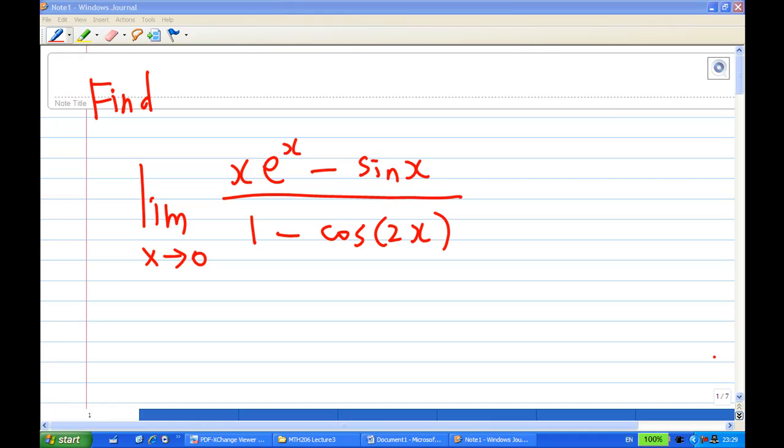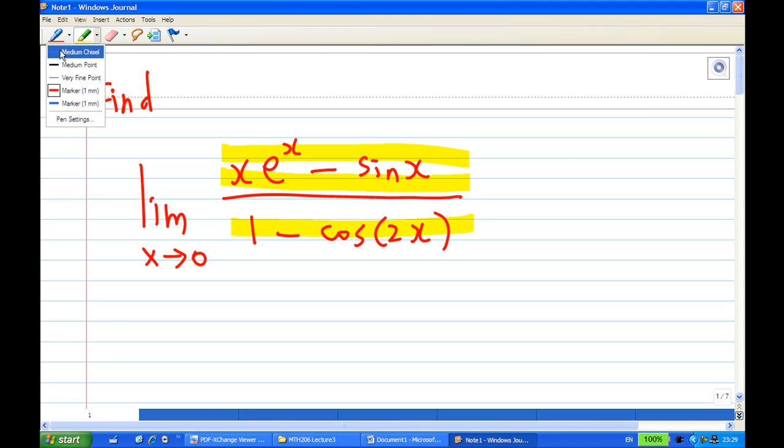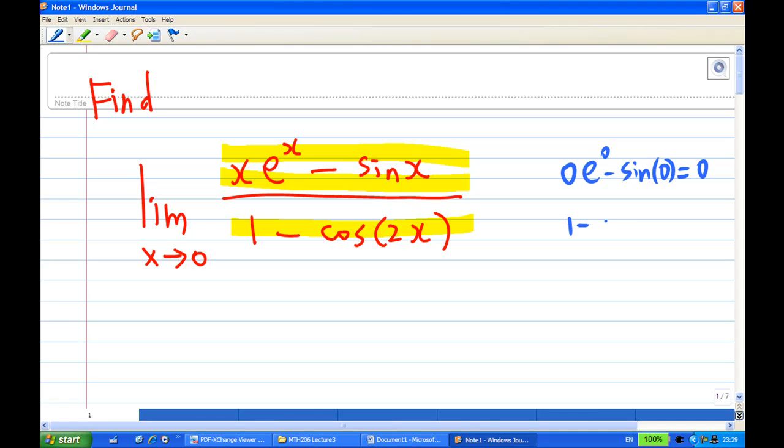Hi, for this recording, I will show you how to find the limit of x times e^x minus sin x over 1 minus cosine 2x as x approaches 0. Notice that when x approaches 0, you get 0 times e power 0 minus sin 0, which is 0, and 1 minus cosine of 0, which is 1 minus 1, also 0. So this is a 0 over 0 case.